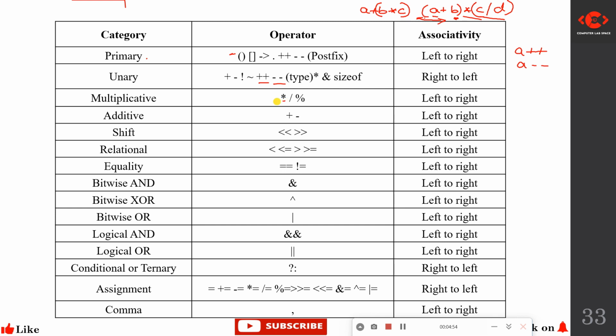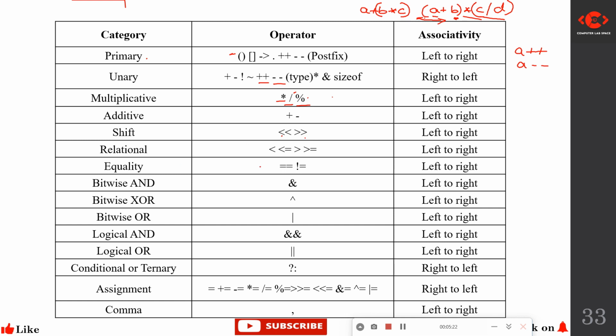Under multiplicative, we have the multiplication symbol, division symbol and modulus symbol. For division, we consider the quotient, and for modulus, we consider the remainder. Then shift: left shift and right shift. In my previous video, I explained how to solve left shift and right shift problems, so go through that, okay?